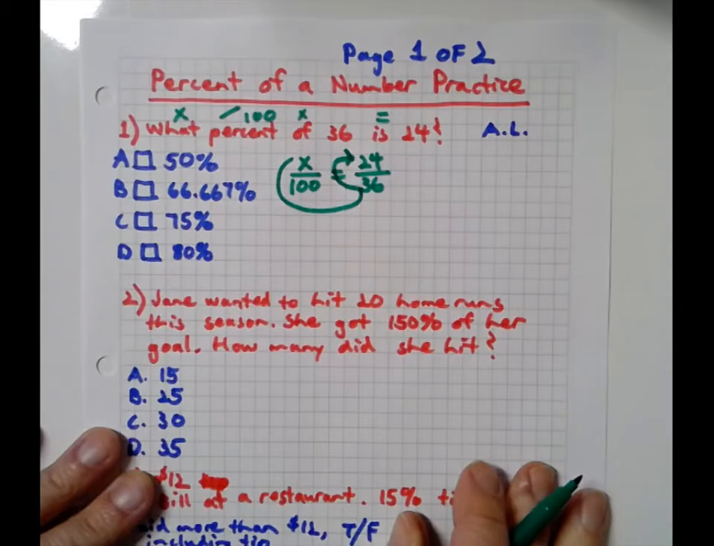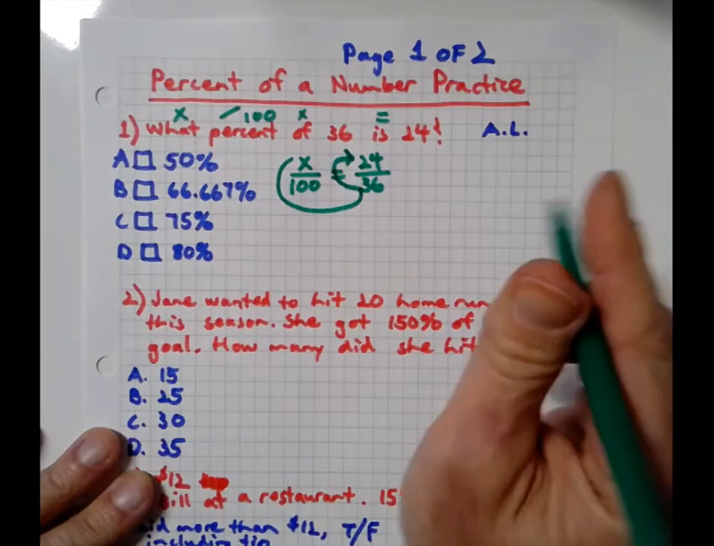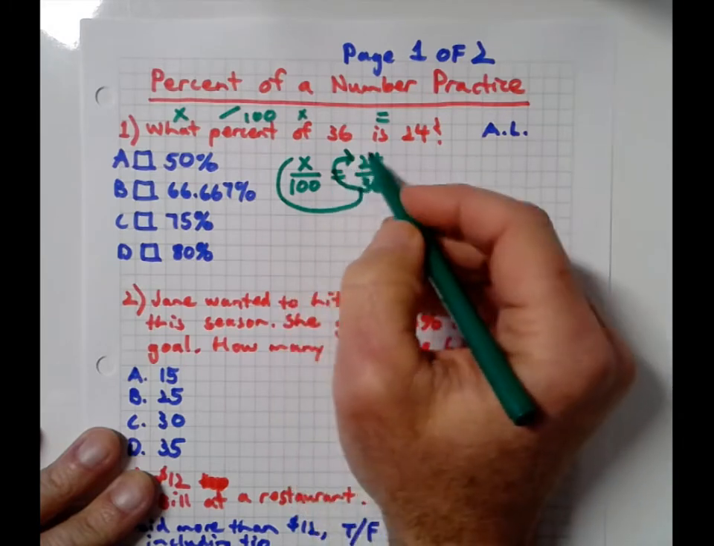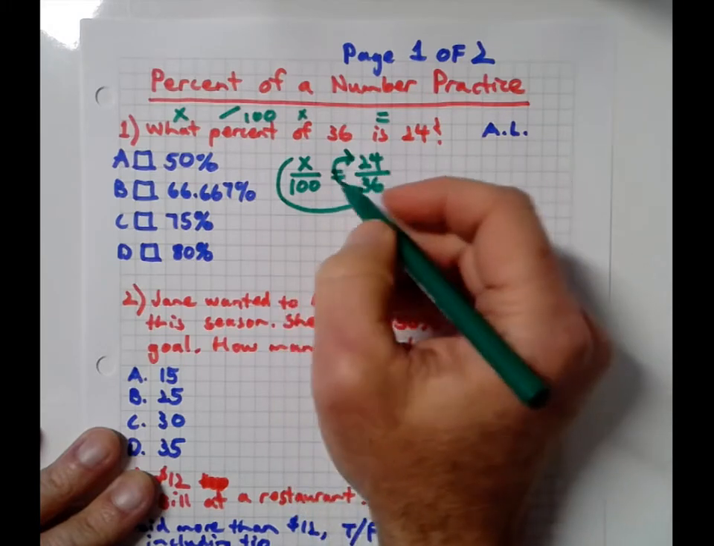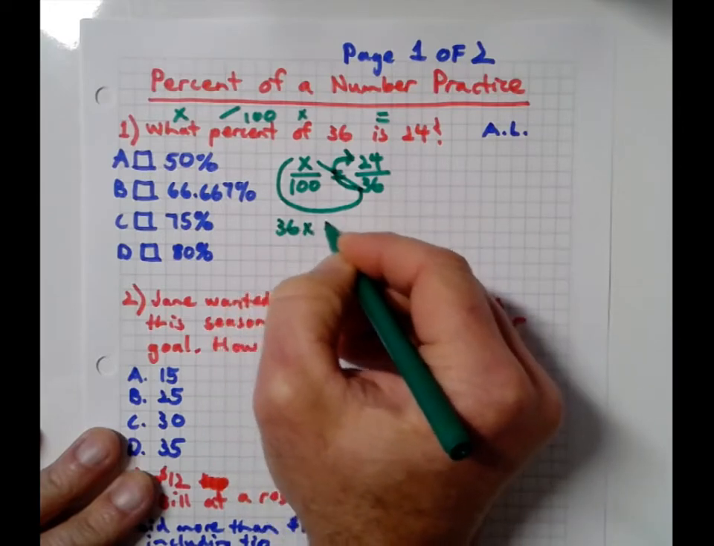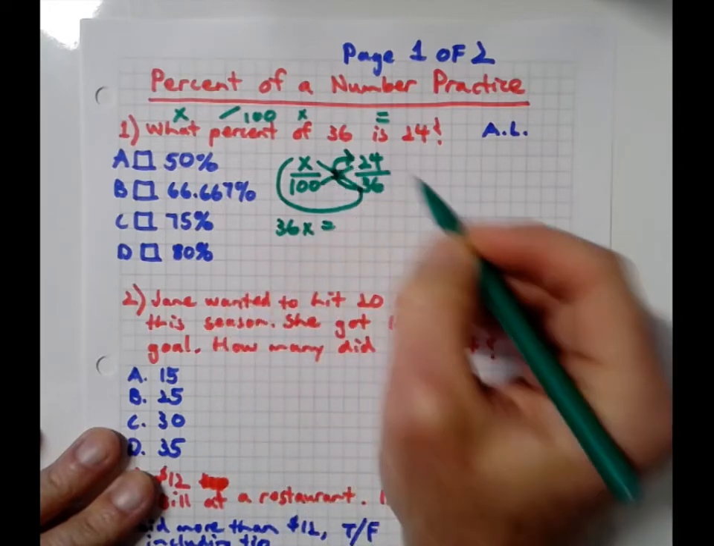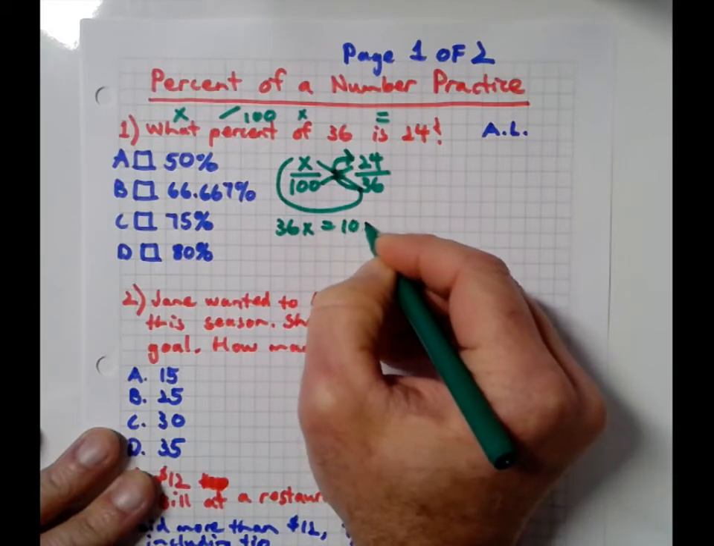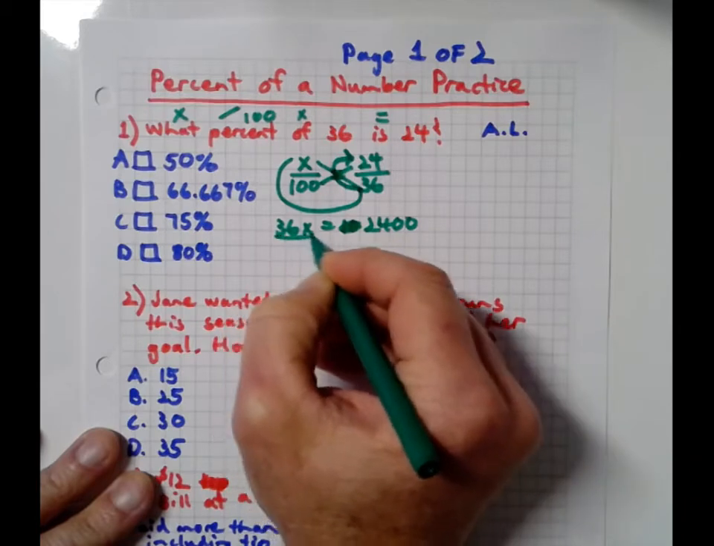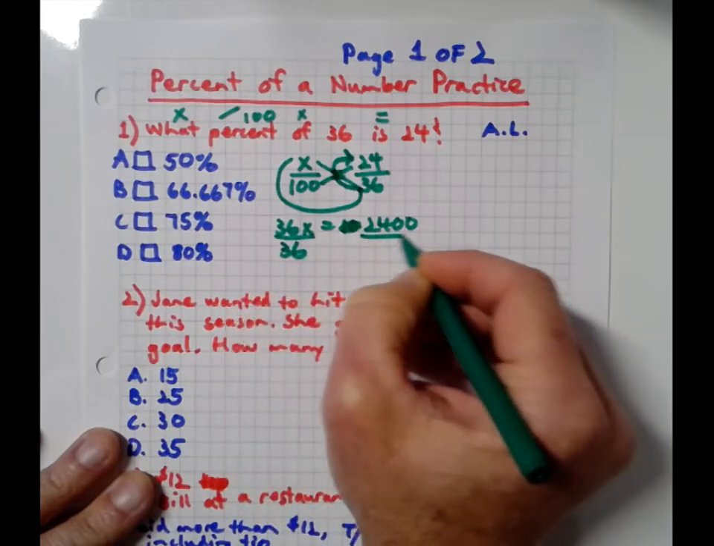Does that look like any kind of shape? I don't know. But the bottom line is, let's cross multiply here. 100 times 24 on the other side. And then divide both sides by the coefficient of x.